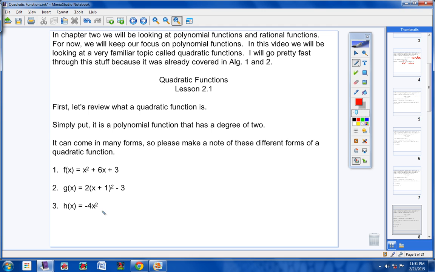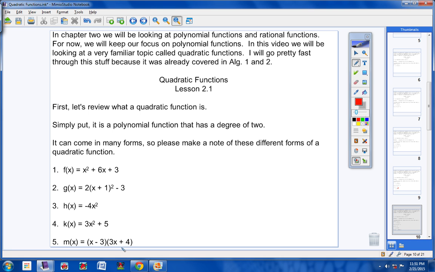Alright, number 3. This is a quadratic function, obviously. You do not have to have an x term and a constant term to have a quadratic function. All that you have to have is a degree of 2. And this is a degree of 2. So that would be a quadratic function. Again, you don't have to have an x term and a constant term. You can have just a constant term as long as your polynomial function is a degree of 2. And this is, okay? And then lastly, if I'm going too fast, just pause the video. Lastly, that would be a quadratic function.